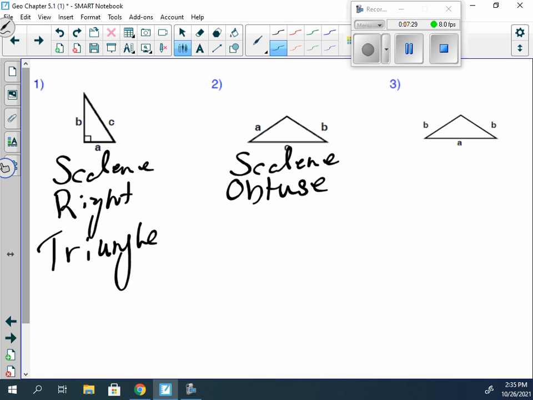Because one side length is A, one side length is B, and one side length is C. So those are all different lengths. Now, we would need to know a little bit more, because most likely this angle up here would be the obtuse angle, but it would be nice to know a little bit more than that. But for this here, we'll go on and just say obtuse. Scalene obtuse.